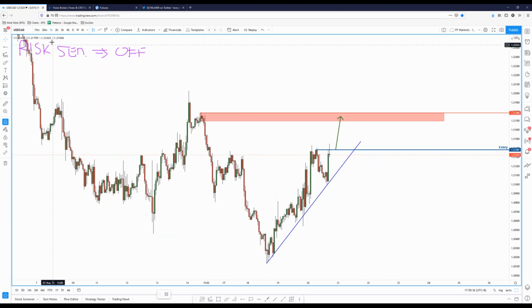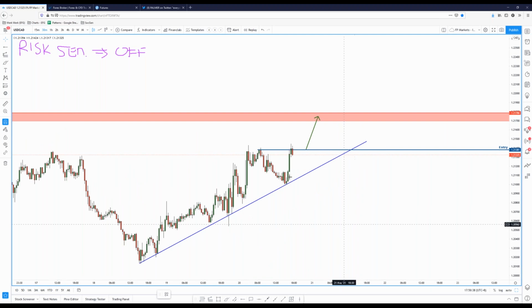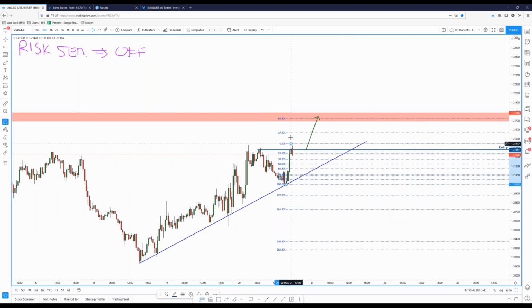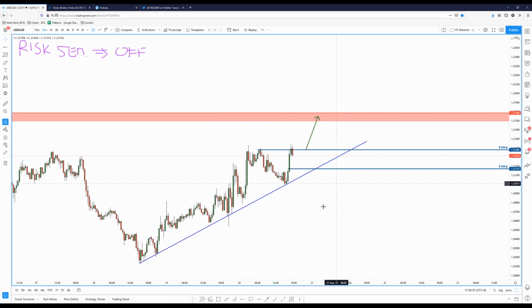Alternatively, I want to go down to a 30 minutes and do a retracement on this last movement. You can see a negative 61 up there as well. I'm thinking price could come back down to the 61.8, which is more in line with the ascending trend line support. This can be a higher risk entry, but with much better risk reward.